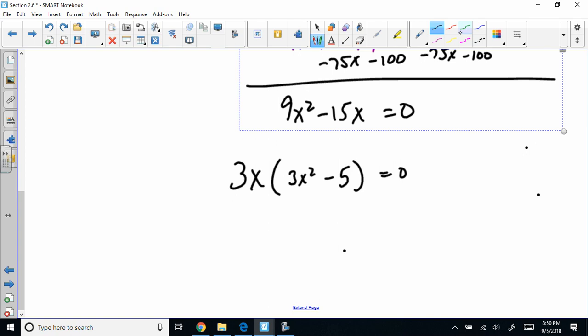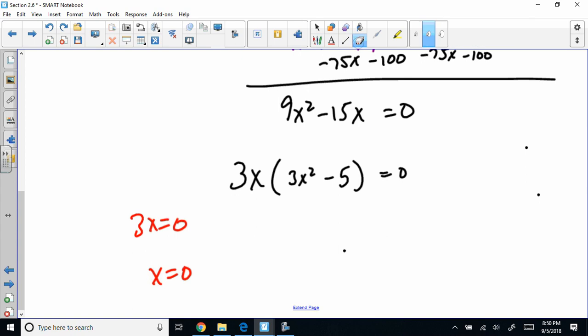So I have two factors, right? 3x equals 0, so x equals 0. Guaranteed. Anytime you have a quadratic term, a linear term... Oh, yeah, sorry. I rewrote something bad. Thank you for the catch. So anytime you have a quadratic term, linear term, guaranteed one of your roots, your solution, is going to be a 0. Guaranteed. You can bet on it.